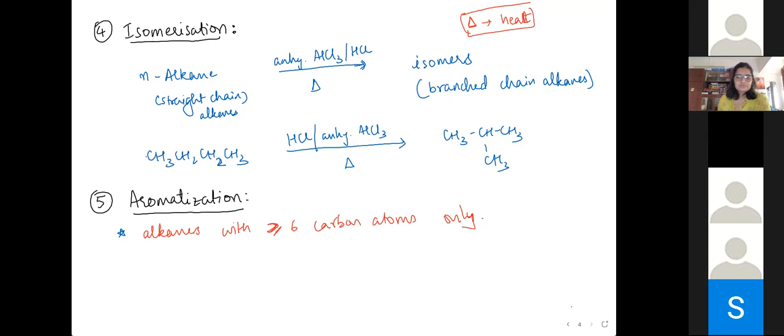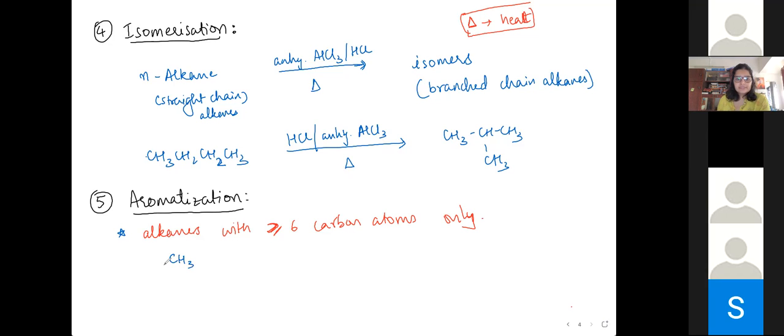So for the isomerization, it is anhydrous aluminum chloride, right? Get familiar with anhydrous AlCl3 because we'll keep coming across this in a lot of reactions, simply because anhydrous AlCl3 acts as a Lewis acid. It is electron deficient, so it ends up being a Lewis acid. Anyway, coming to aromatization, again, in this case, the catalysts are important, something you need to remember.